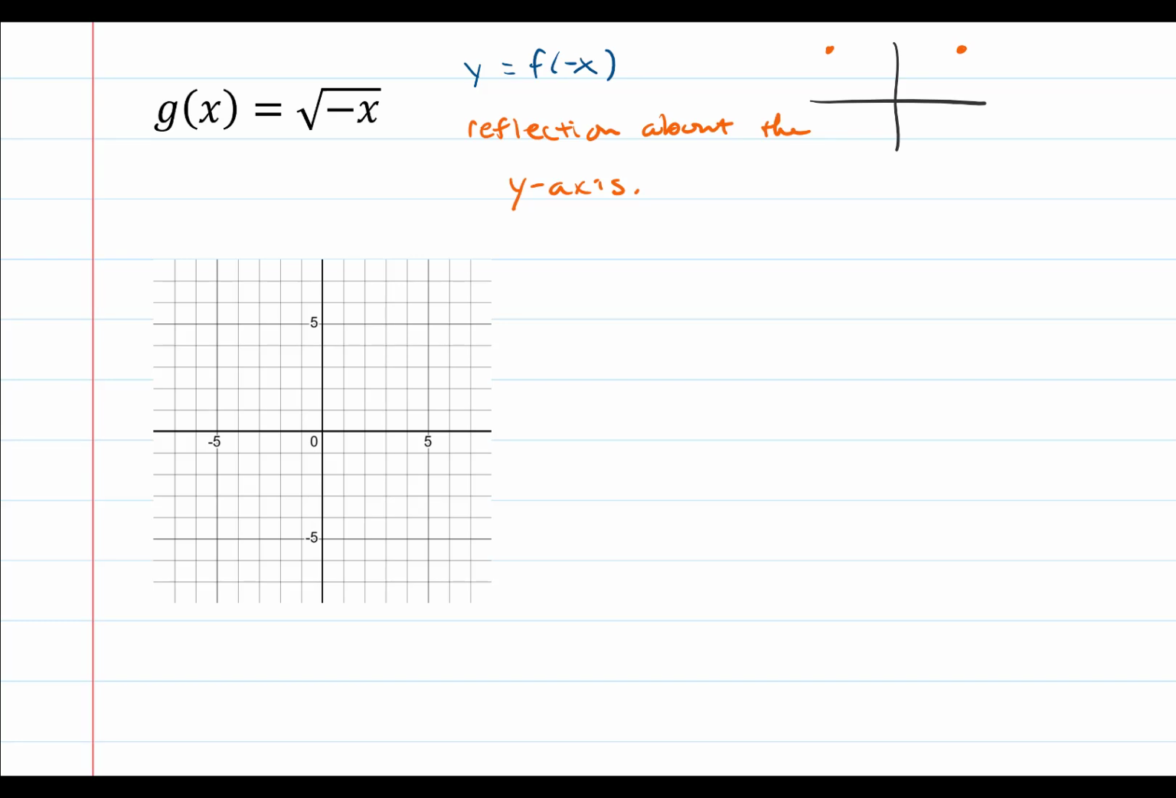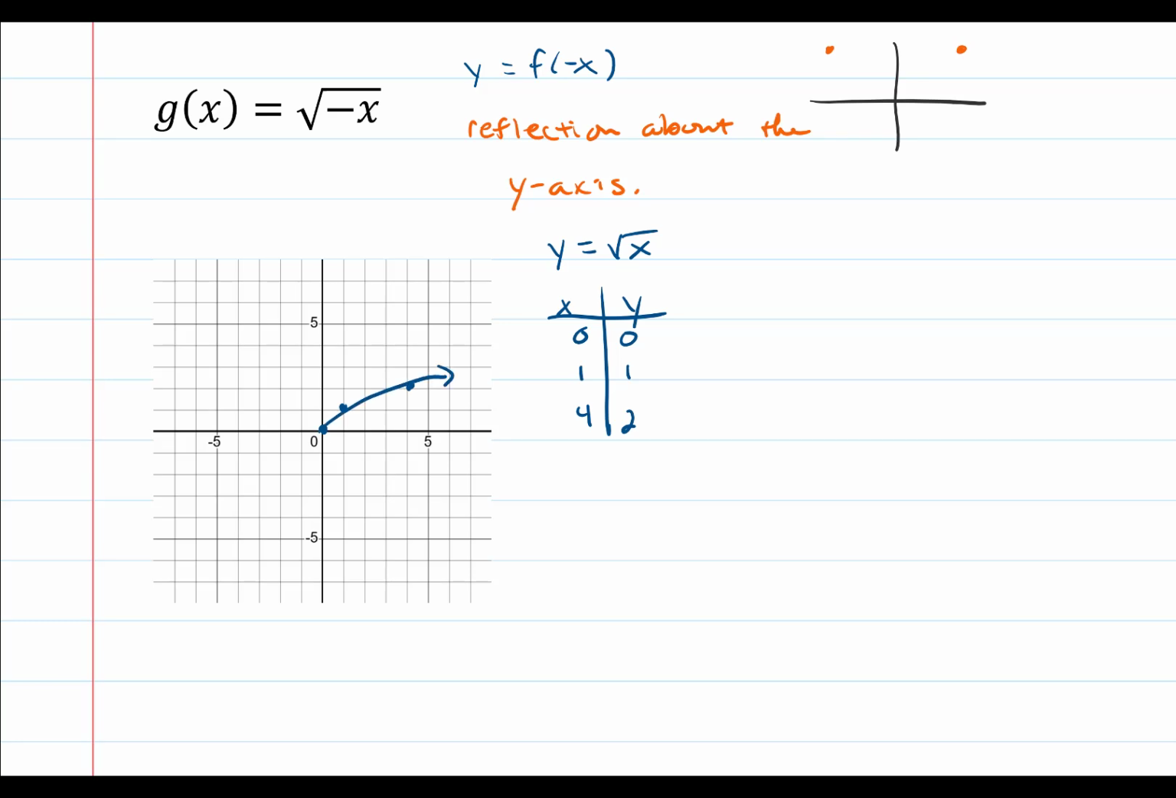I'm going to start by plotting my parent function, which is y is equal to the square root of x. Making a quick t-table, I have the ordered pairs of 0, 0, 1, 1, and 4, 2, which I will use to draw my graph.